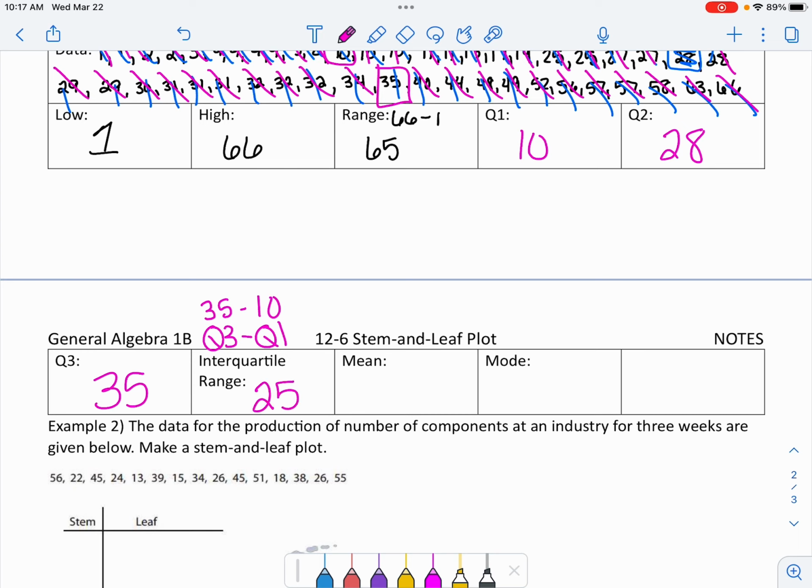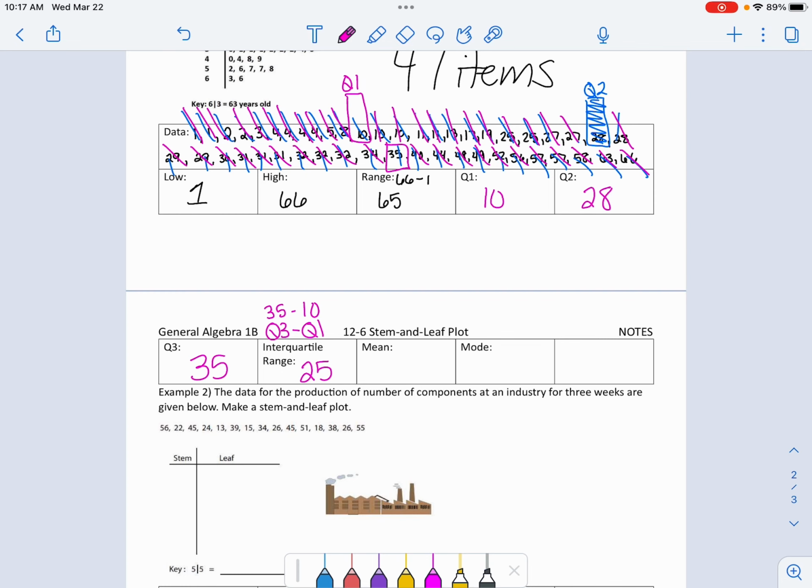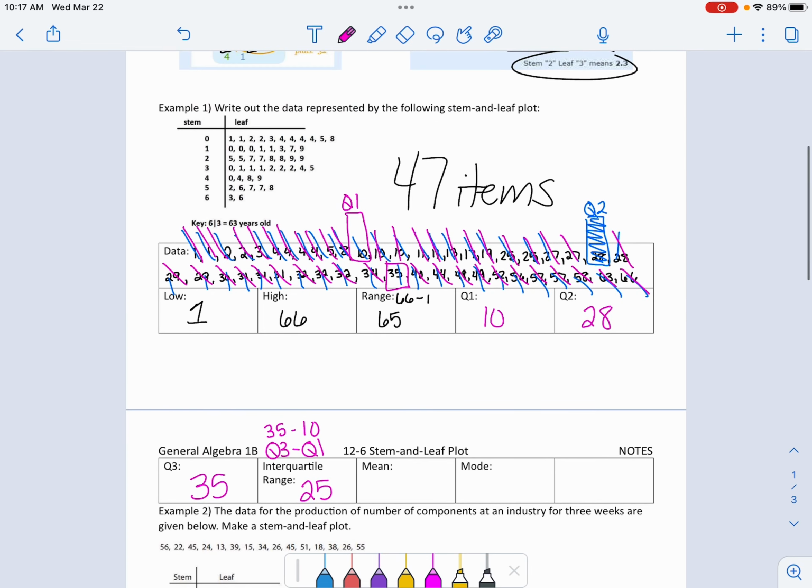So it's 35, take away 10, so 25. Mean. Mean is add them all up, divide by how many you have. I did not add mine. Did anybody else add theirs yet? Add them up. Oof. I don't know what. I tell you what, let's just skip that for time's sake.